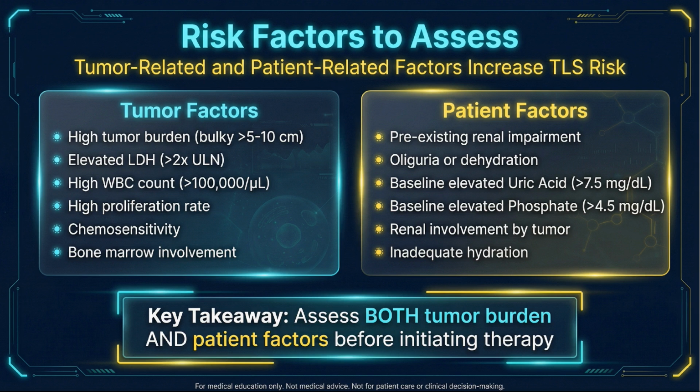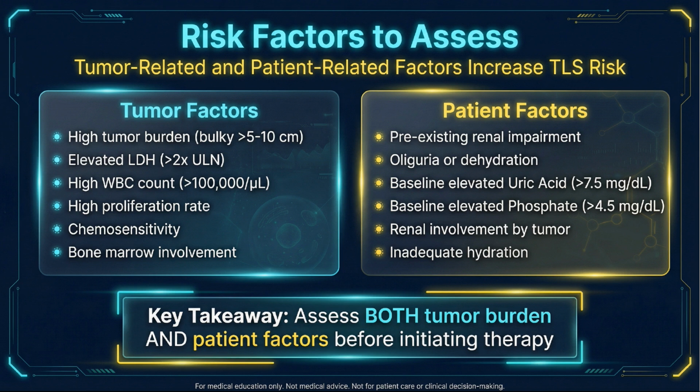On one hand, tumor factors that increase risk include a high tumor burden, such as bulky lymph nodes greater than 5 or 10 centimeters, an elevated LDH level more than twice the upper limit of normal, and a very high white blood cell count. The intrinsic properties of the cancer, like a high proliferation rate and high sensitivity to chemotherapy, also contribute significantly. Finally, the presence of bone marrow involvement is another key tumor-related risk factor.